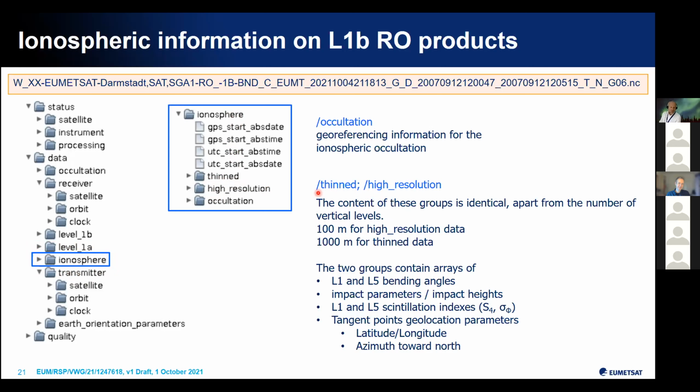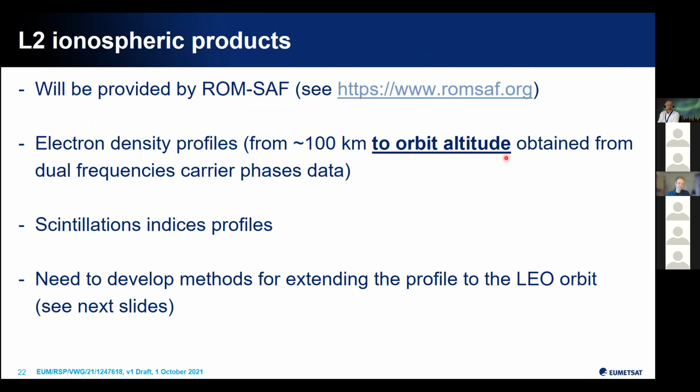But the two groups contain basically arrays of L1 and L5 bending angles, impact parameters, and impact heights, L1 and L5 phase and amplitude scintillation indexes, as well as geolocation parameters for each point in the profile. We also have an occultation subgroup where we store the georeferencing information for the ionospheric occultation.